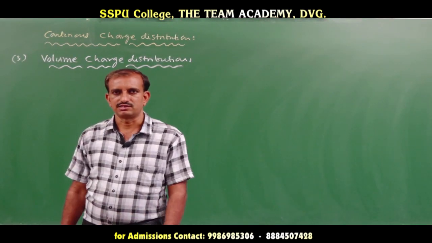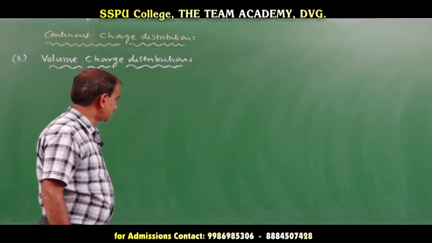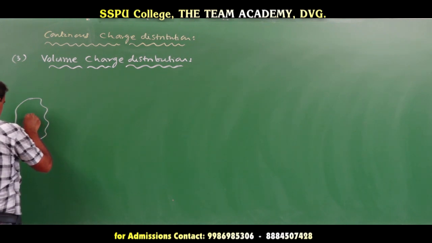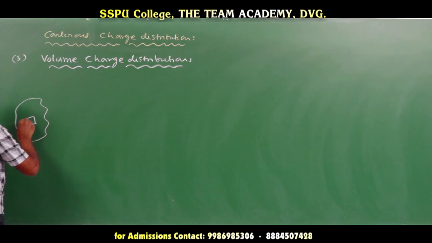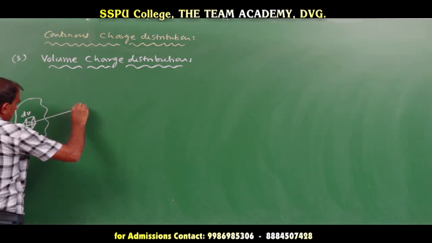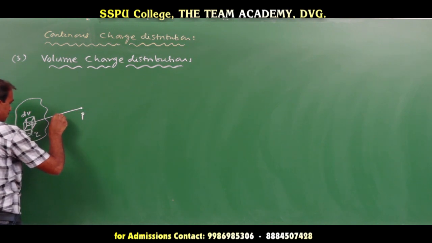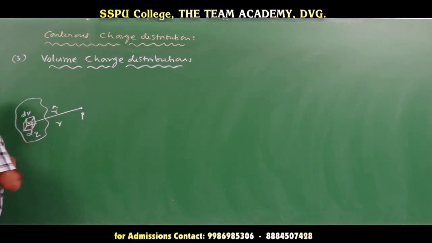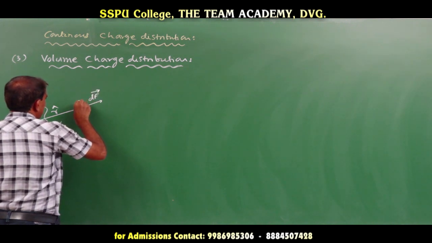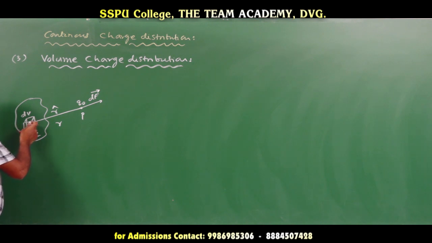Now let us study the volume charge distribution. Let us consider a small volume dV, and let this volume carry a charge dq. We consider a point P at a distance r from the center of the volume dV, and r cap is the unit vector in the direction of the force dF. This is the force on the charge q naught at P due to the charge dq on the volume dV.